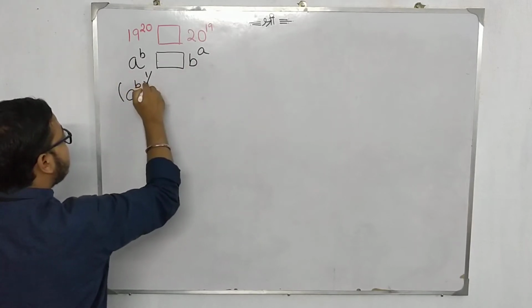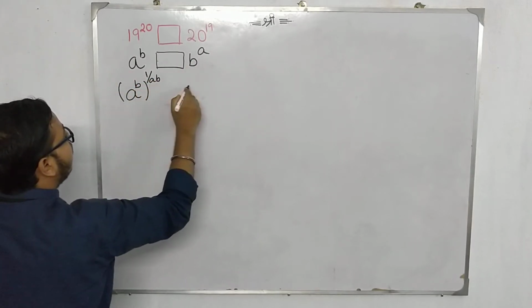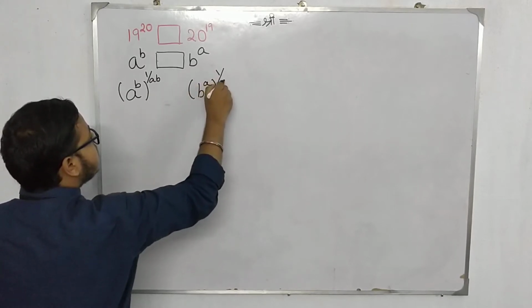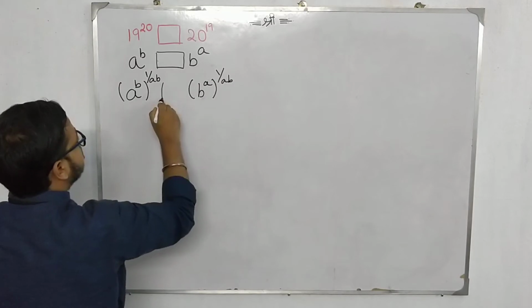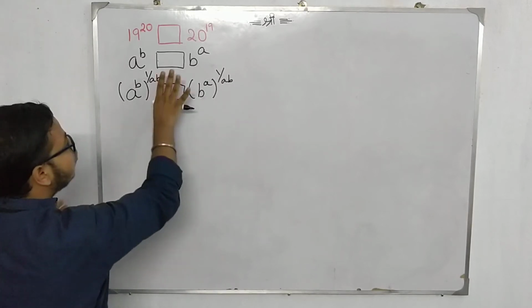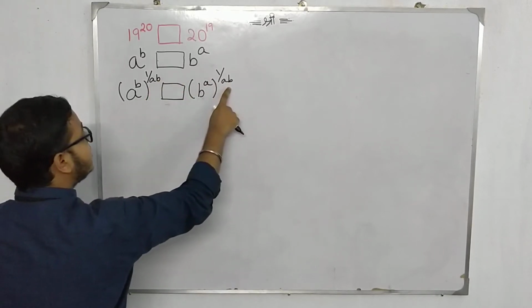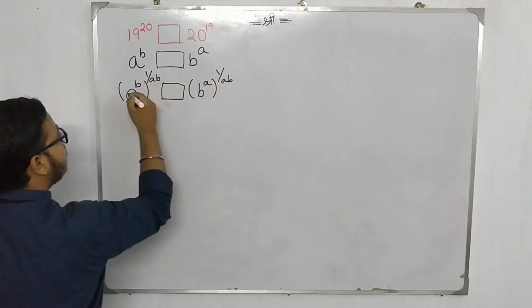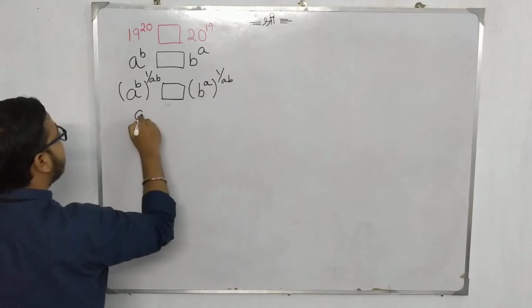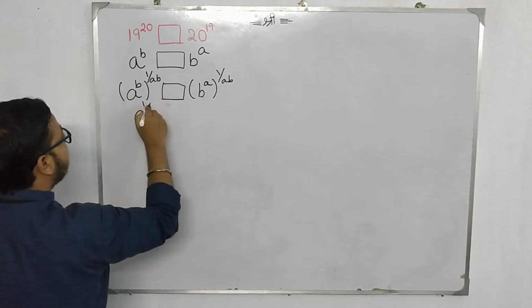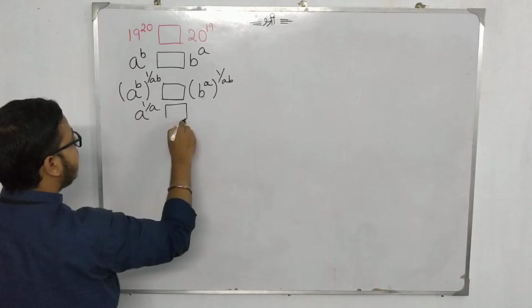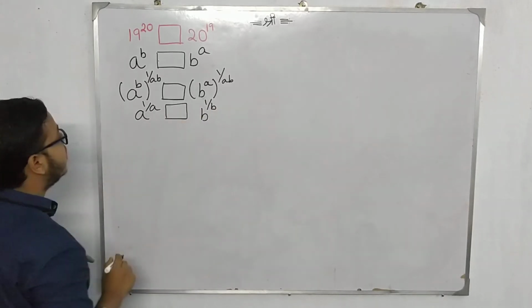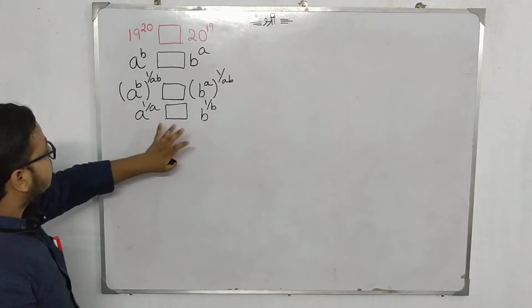So if I raise the inequality to the power 1 by AB on both sides, the sign of inequality will not change. I don't know the sign, लेकिन जो भी रहेगा वो change नहीं होगा क्योंकि we have raised the inequation to positive power. Now BB cancel, AA cancel, and we get A to the power 1 by A on this side, and on the right hand side we will have B to the power 1 by B. And now we have to compare it.